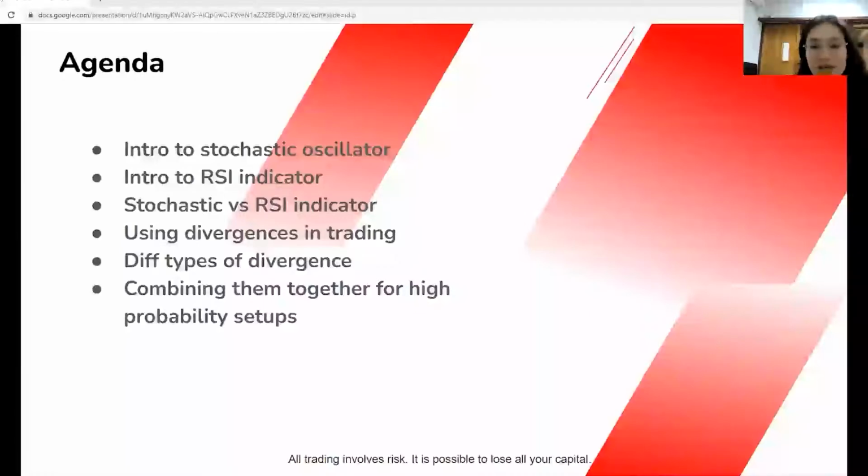And if we have time at the end of our webinar, I'll also pull out TradingView, and then we'll look at some live charts together and make use of RSI as well as stochastic to look for divergences or any breakouts.